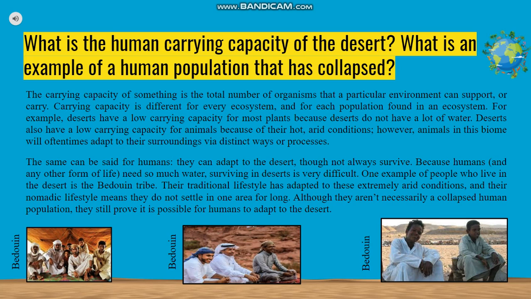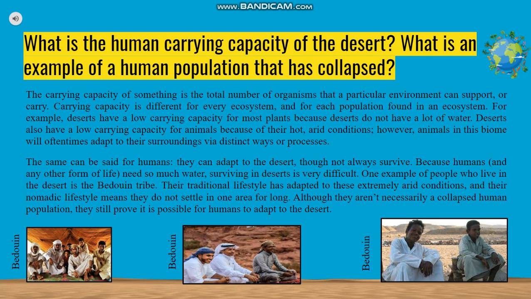For example, deserts have a low carrying capacity for most plants because deserts do not have a lot of water. Deserts also have a low carrying capacity for animals because of their hot, arid conditions. However, animals in this biome will oftentimes adapt to their surroundings via distinct ways or processes. The same can be said for humans. They can adapt to the desert, though not always survive. Because humans, and any other form of life, need so much water, surviving in deserts is very difficult.